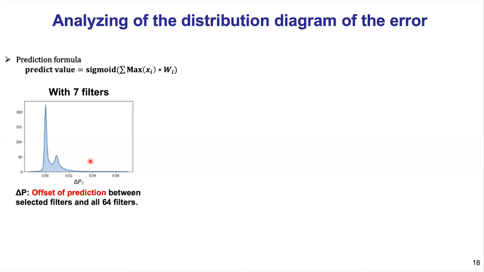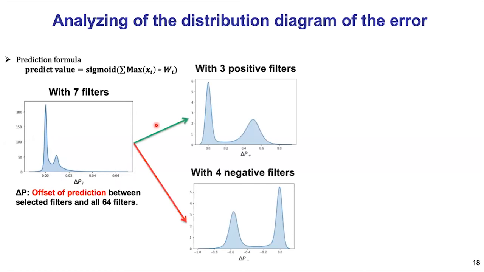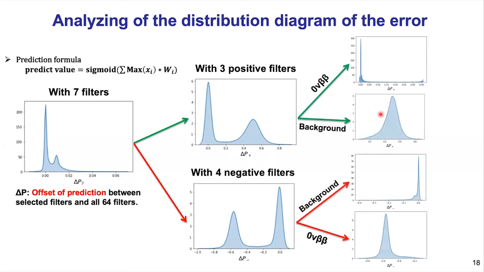Secondly, considering only 3 positive filters, there are 2 peaks on the error distribution map, one near 0 and one near 0.5. If we subdivide further, we will find that for the neutrino-less double beta decay event, the predicted value is almost the same as the true predicted value of the model with all filters. This is also true for 4 negative filters, which show extremely high accuracy.